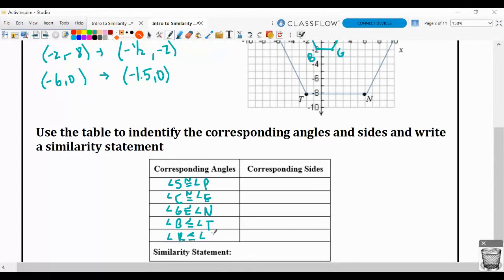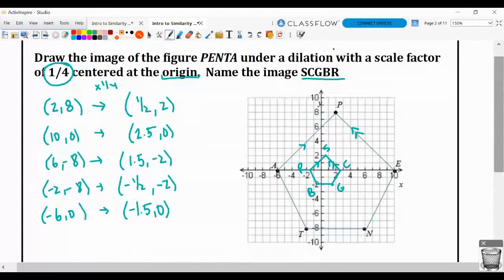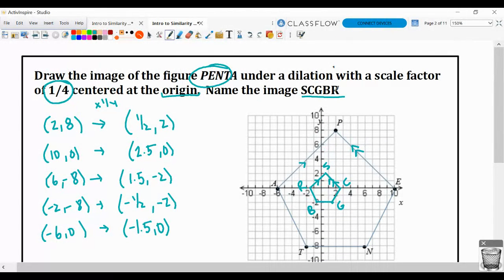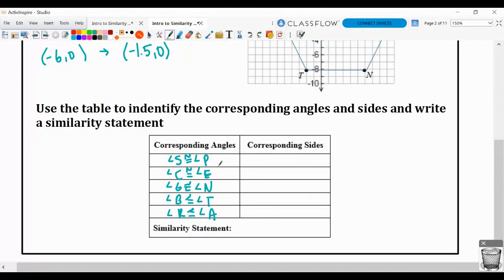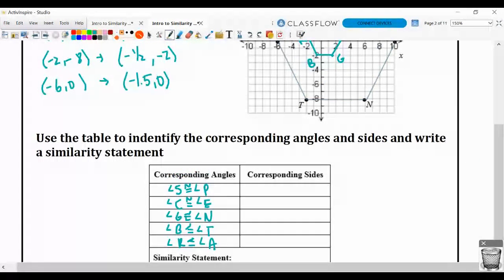Remember, you've got to pay attention to what it actually corresponds to. I just went with how it was written out here, right? The order matters. I could take this away and we can still fill in this table. P and S, E and C, N and G, T and B, A and R, right? If I switch these and said angle P is congruent to angle S, fine. So then here's where you want to be careful.